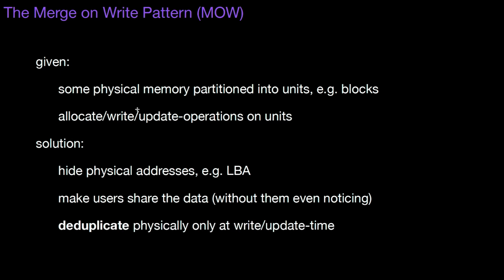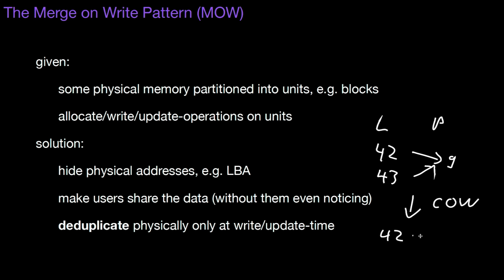However, then there's a difference, and that is you deduplicate physically only at write and update time. Deduplicate means you do the inverse operation of duplicating. What copy on write does, it duplicates the physical blocks. So again, our example, we had logical numbering and physical numbering. Logical numbers 42 and 43, and they pointed to the same physical block, let's say 9. And only if you change that in copy on write, if one of the users changes block number 43, then you have to do a physical copy. So then you have something like 42 maps to 9 and 43 maps to 7.